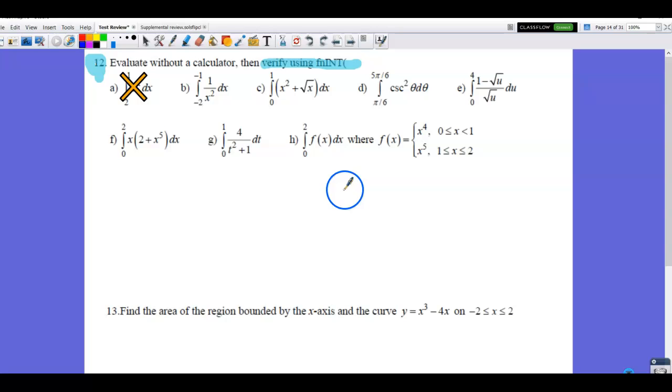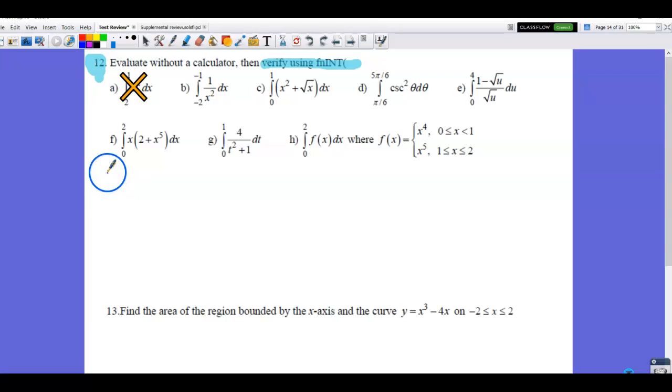All right, let's see what number 12 holds. We are evaluating without a calculator, and then we're going to check our answer. That's really just an opportunity for you to practice using your calculator. The answers are in your packet. I don't know that I will necessarily work all the arithmetic out, but mostly just set them up. Letter A we're not doing.